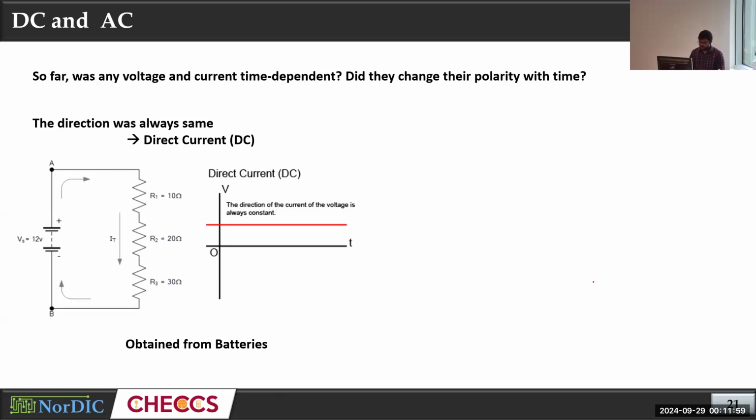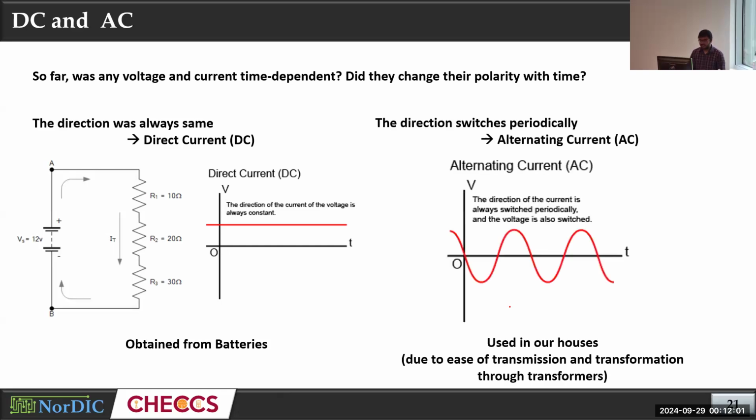There is another type, which is alternating current, or AC, where the scenario is different. The polarity is alternated.